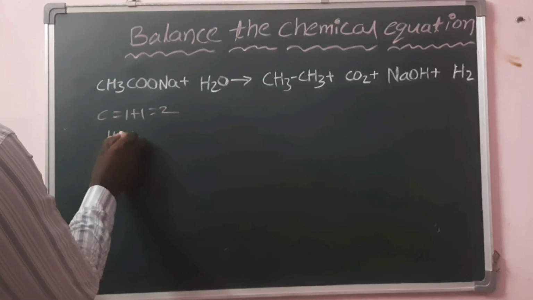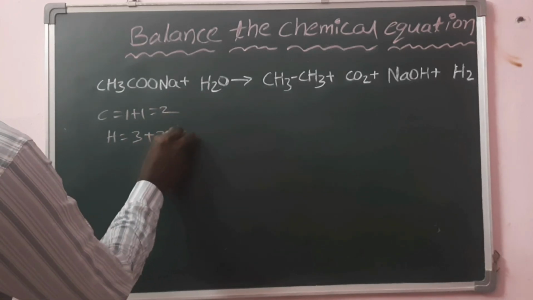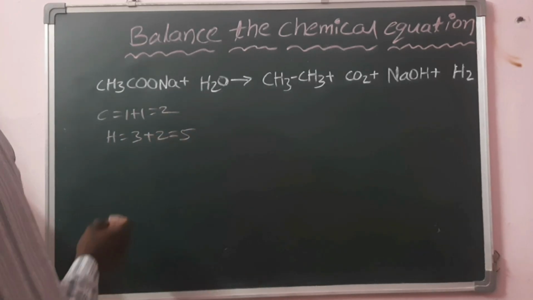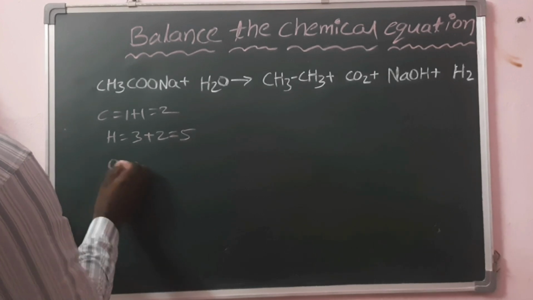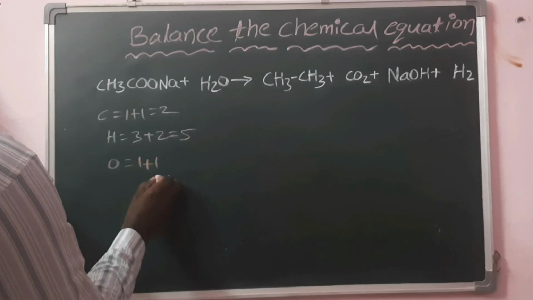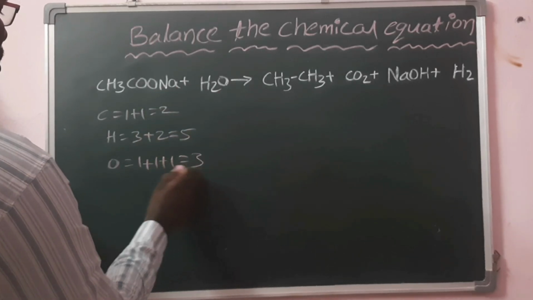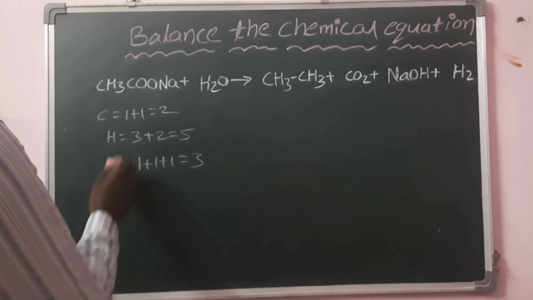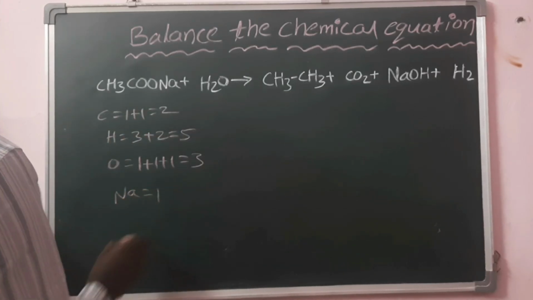The number of hydrogen atoms is 3 plus 2, that equals 5. The number of oxygen atoms is 1 plus 1 plus 1, that equals 3. The number of sodium atoms equals 1.